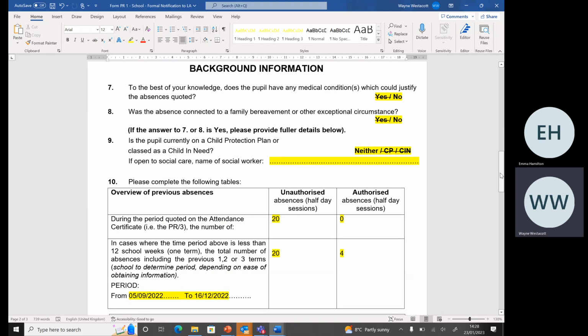So they ask, are you aware of any medical conditions? Yes or no, you should have that information. Was the absence connected to a family bereavement or other exceptional circumstances? Again, you will have that information. If the answer to either 7 or 8 is yes, they do require further information below. They also require knowledge of if the child is on a child protection plan or classed as child in need. If they are, please put the social worker's details in there.